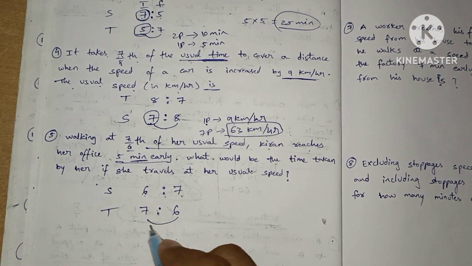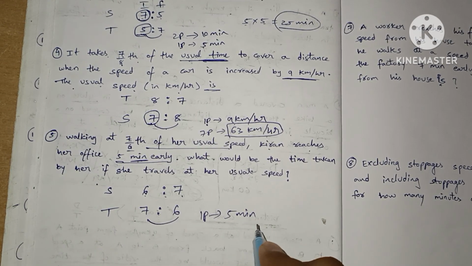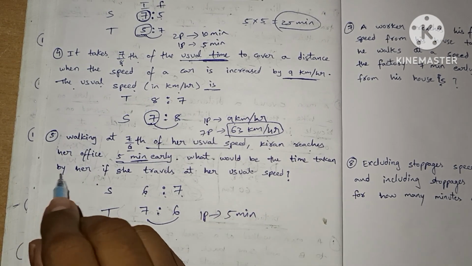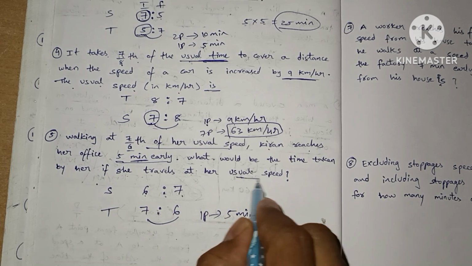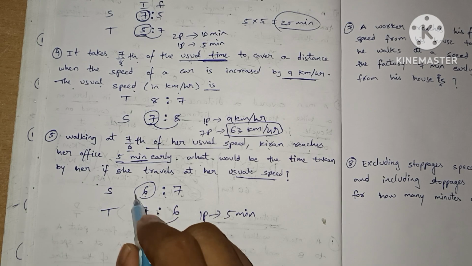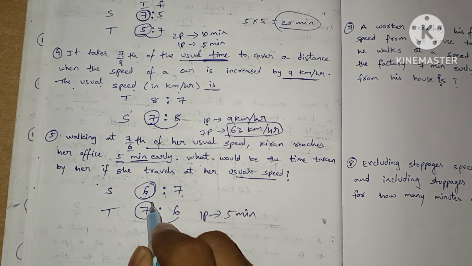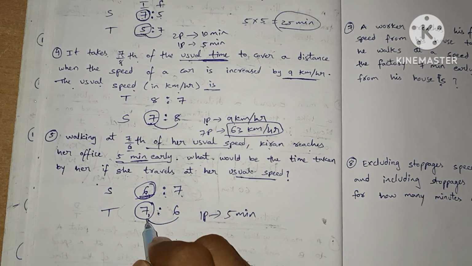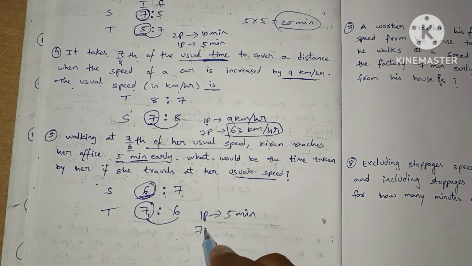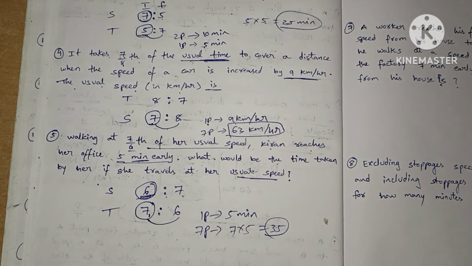The difference between these two is one part. One part value is 5 minutes. So what would be the time taken by her if she travels at her usual speed? Usual speed is this one. So asking about the time taken by her to travel at her usual speed, we need to find 7 parts value. 7 parts value means 7 into 5, 35 is the answer.